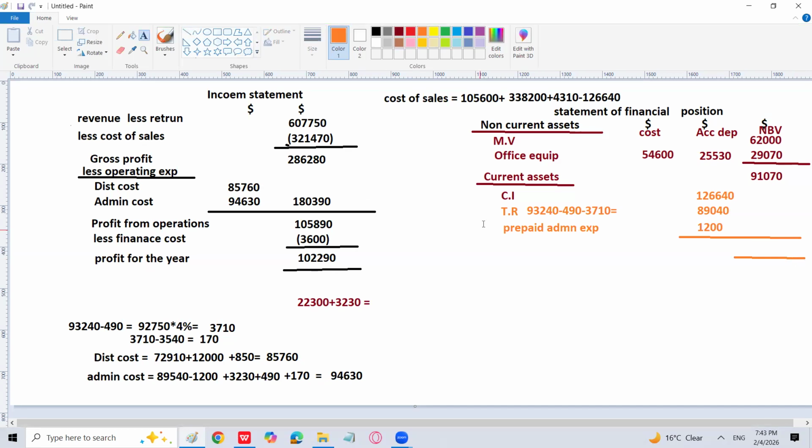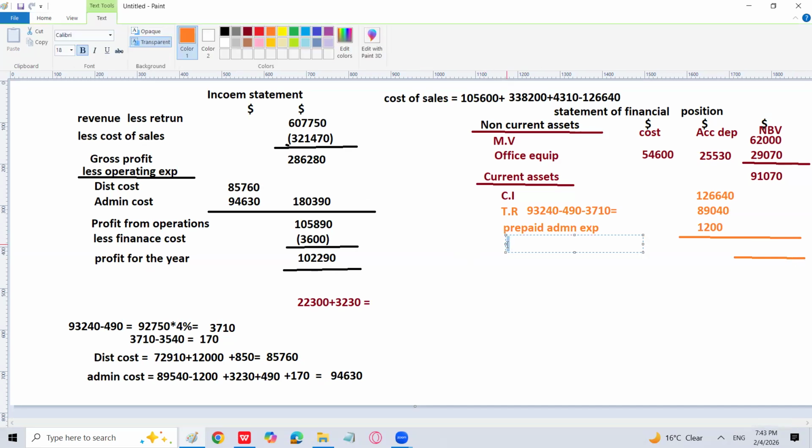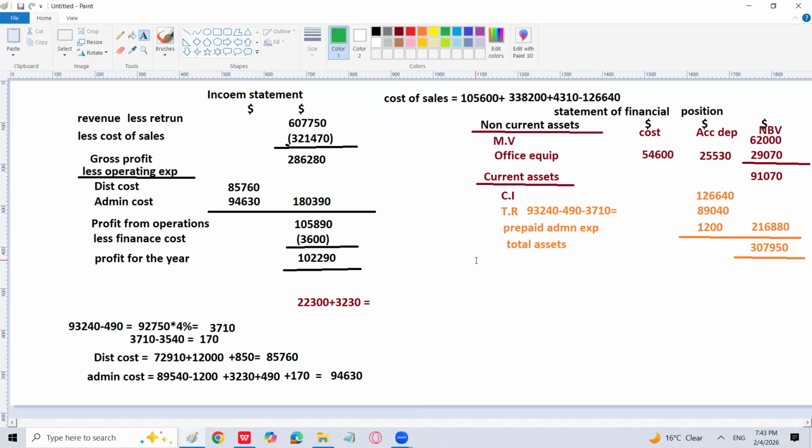Cash at bank, cash in hand is not given. Why? Because we have a bank overdraft. So we have a long list of liabilities. That's why. That is 216,880. And the total assets 307,950. So these are the total assets. One part of the balance sheet is completed. Now we'll go for the next part. That is, we have to prepare equity and liability section.